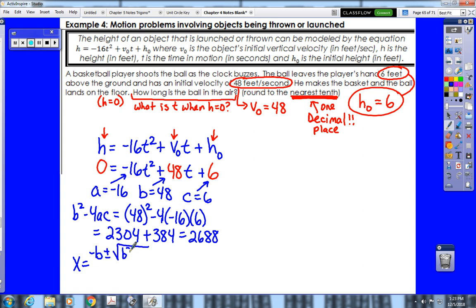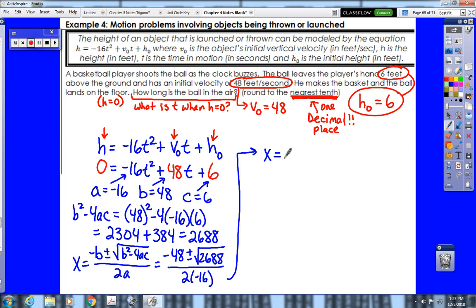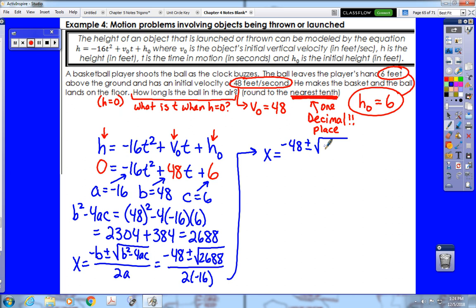So we're going to come in here and do the exact same thing we did on the previous 4 examples. We're going to plug in A, B, and the discriminant. That would be negative 48, which is the mistake I made in the first video. I only had 48, not the opposite of B, which would be negative 48, plus or minus the square root of 2,688 over 2 times A, which is 2 times negative 16. We're going to move up here now. That means that x is negative 48 plus or minus that ugly square root, because even our calculator can't reduce that. That's how we know we're going to have a decimal, over negative 32.